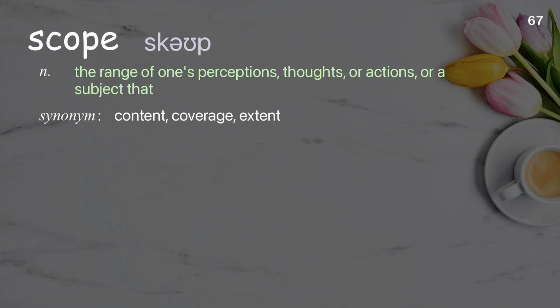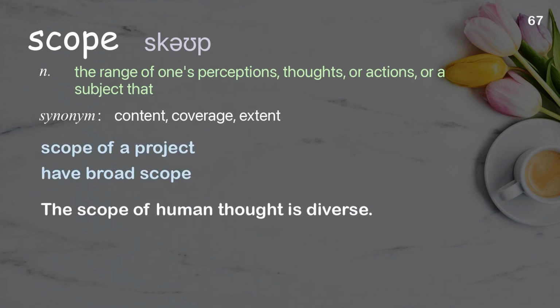Scope. The range of one's perceptions, thoughts, or actions, or a subject that. Examples: Scope of a project. Have broad scope. The scope of human thought is diverse.